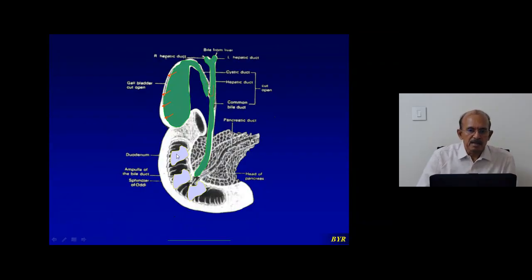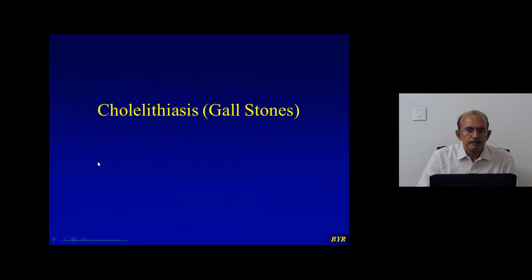Now, when the patient takes some fatty meal, the duodenal mucosa secretes cholecystokinin and pancreozymin. These will go and stimulate the gallbladder to contract, and they relax the sphincter of Oddi. With that, the bile will be pumped into the duodenum. So this is the anatomy and physiology of the gallbladder.